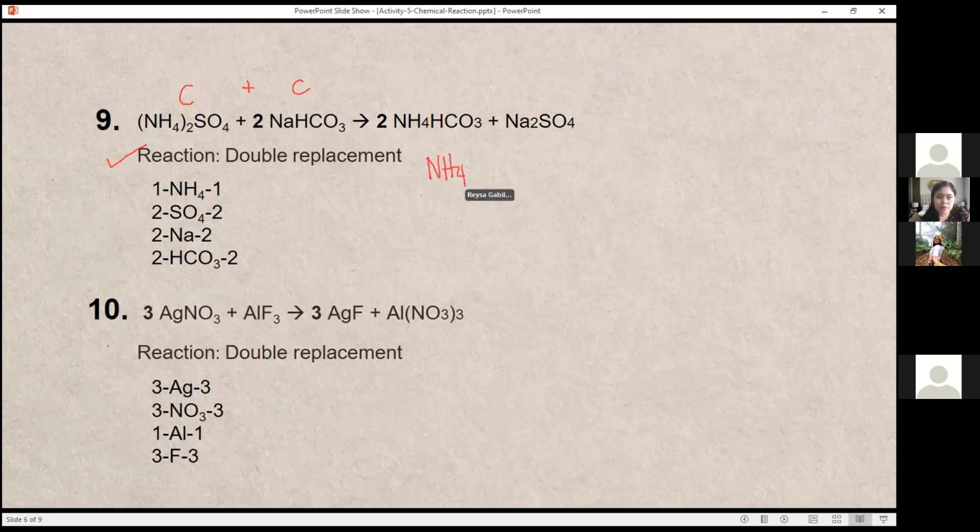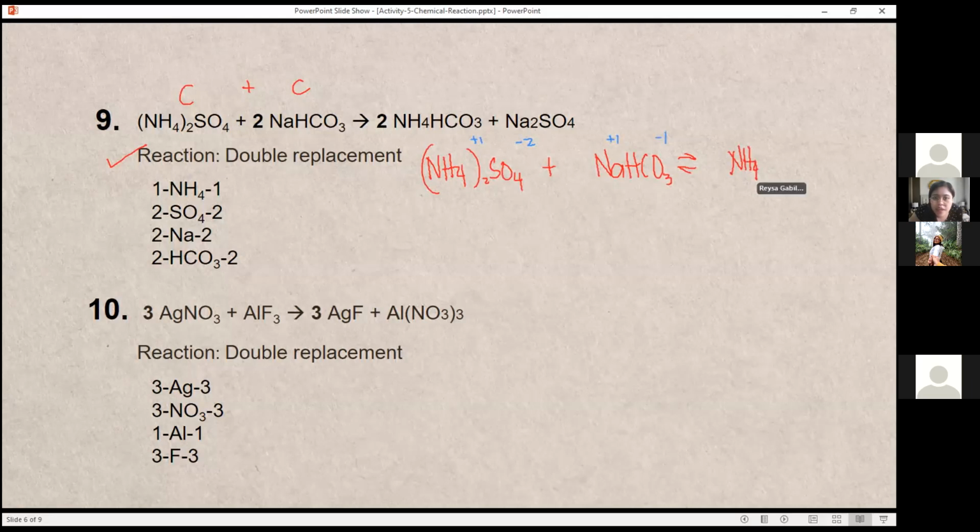This is ammonium sulfate plus sodium carbonate. Pag mag-exchange partners, you identify the positive and the negative charge para kabalo kag kinsay magpartner. Ammonium is positive 1, sulfate is negative 2, sodium is always positive 1, and HCO3, the bicarbonate ion, is negative 1. So pag mag-exchange partners, ammonium now will partner with the bicarbonate, plus si sodium will now partner with the sulfate.